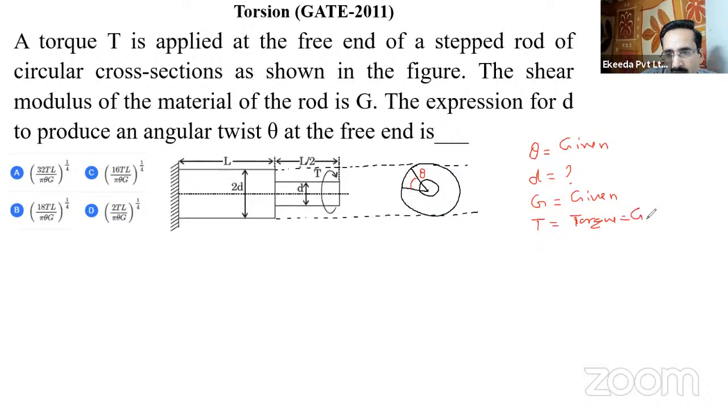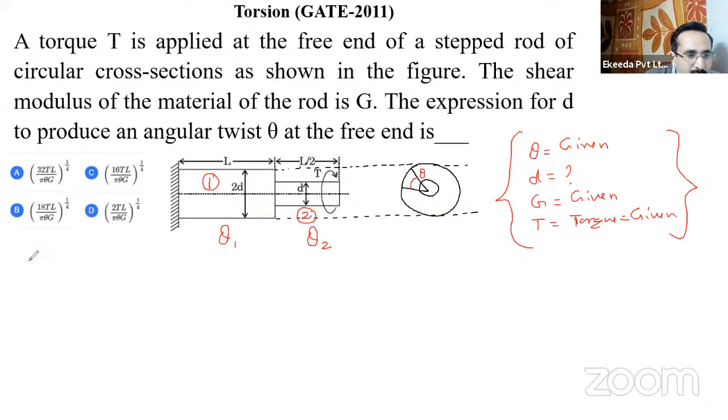Torque is also given to us, right? These values are given and some values we have to find out. D we have to find out, right? So if we divide this shaft into two parts, this is one part and this is the second part of this shaft. Two parts are there, right? So there is some angle of twist in this part, theta 1, and some angle of twist in the other, theta 2. This shaft is in series connection, right? It is a stepped shaft, so we can say this is a series connection of shafts.